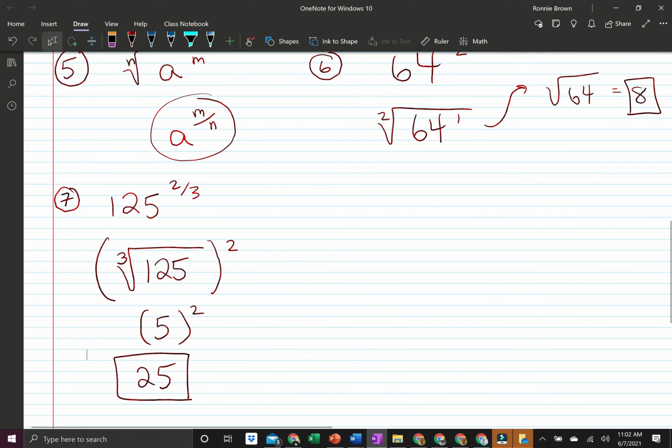Right? If they say in your instructions do not evaluate, to just change it to a radical, then you would just write that 2nd step, or I should say that 1st step. But if you were asked to evaluate, you would go further, as we just did.